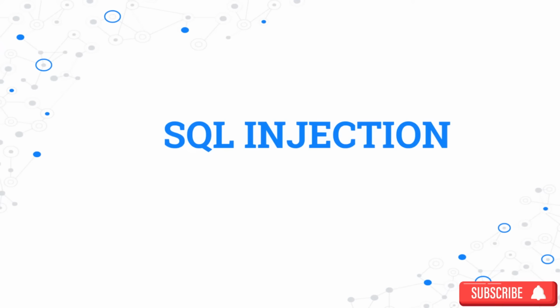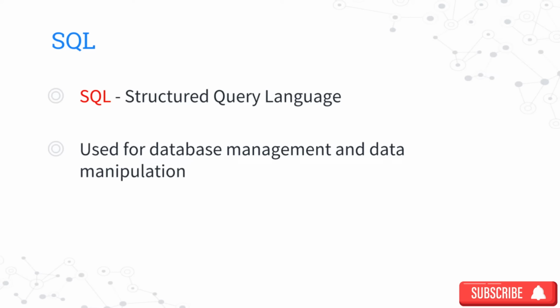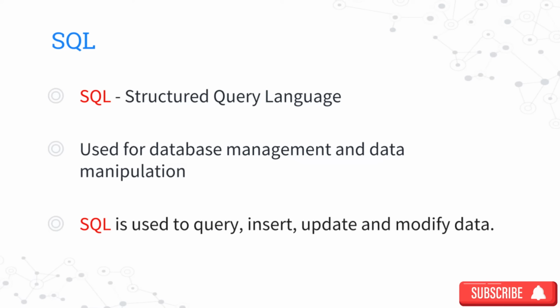Let's take a look one more time at database management and data manipulation. SQL can be used to query, update, modify, or even insert data into a database. That's primarily what SQL is used for. Now, in an SQL injection attack, the attacker or hacker will execute malicious SQL commands in order to corrupt a database. That's the primary objective behind an SQL injection attack.